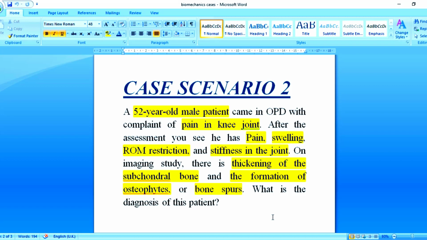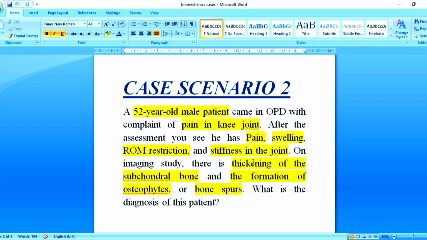Today we're going to discuss the second case scenario in the biomechanics lecture. The case scenario is related to an elderly patient. A 52-year-old male patient came in OPD with a complaint of pain in the knee joint. After the assessment, he has pain, swelling, ROM restriction, and stiffness in the joint. On imaging study, there is a thickening of the subchondral bone and the formation of osteophytes or bone spurs. What is the diagnosis of this patient?